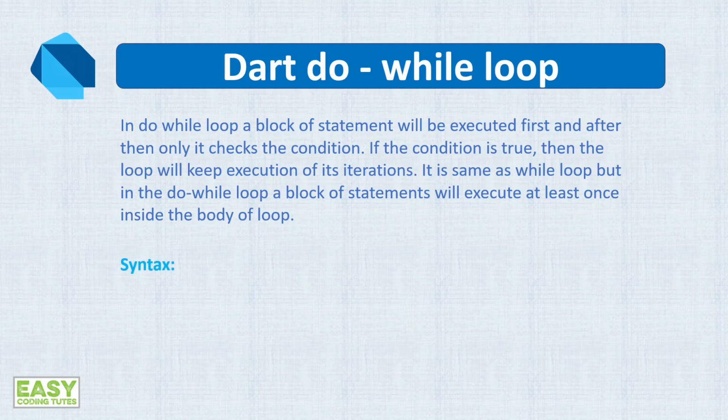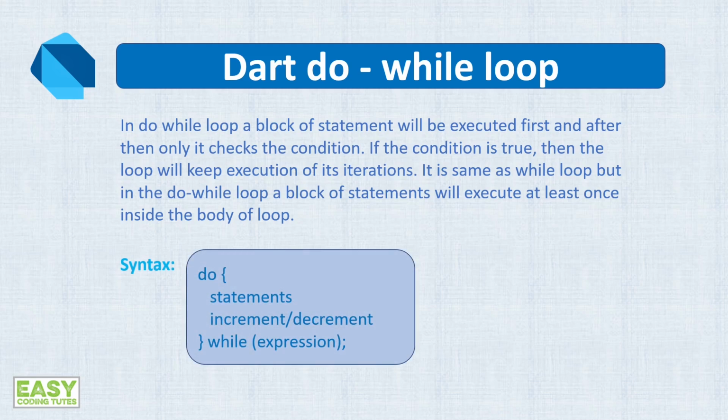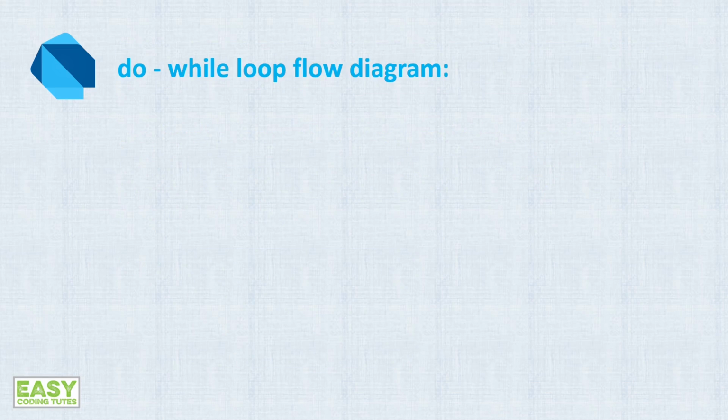So here we have the syntax for the same. We have do, then we have the block of the loop. Inside that we have statements, then the increment or decrement, and after that we have a condition. In this syntax, the body of the loop will be executed at least once, whether the condition is true or false. So let's understand it with the flow diagram.